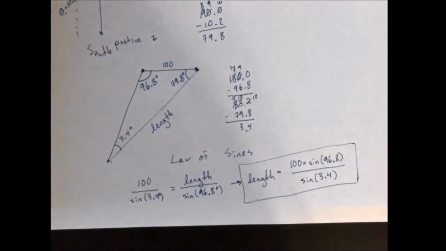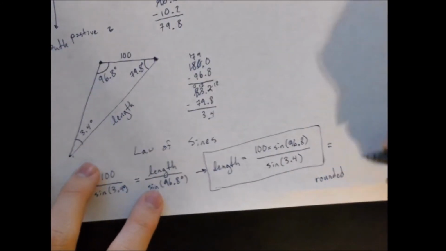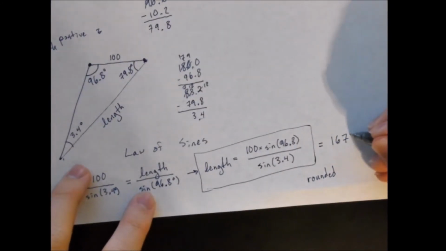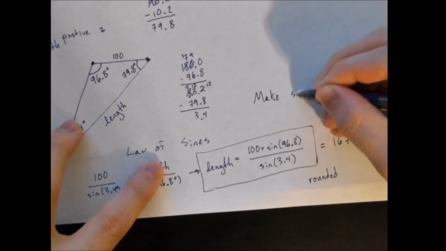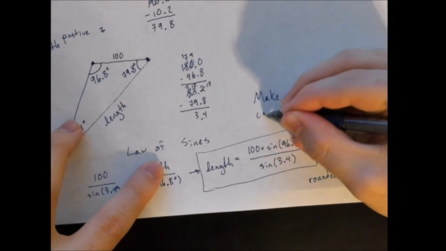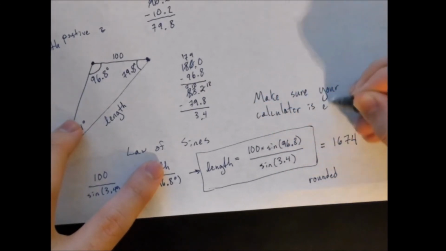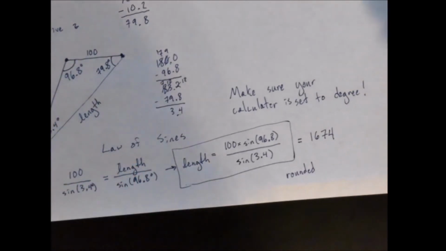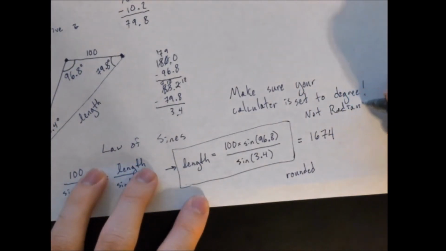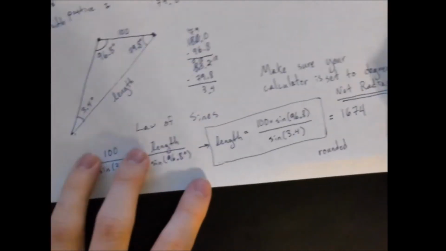It's important to note, though, that there's multiple ways that you can measure angles. You can use degrees, or you can use something else called radians. And since we've been working with degrees this entire time, make sure that you are using degrees for this calculation. So rounded to the nearest block, I have 1,674. So the distance from my first throw to the end portal is 1,674 blocks.